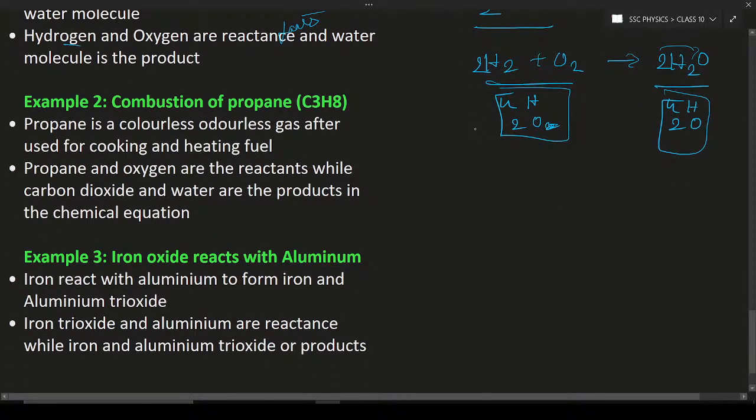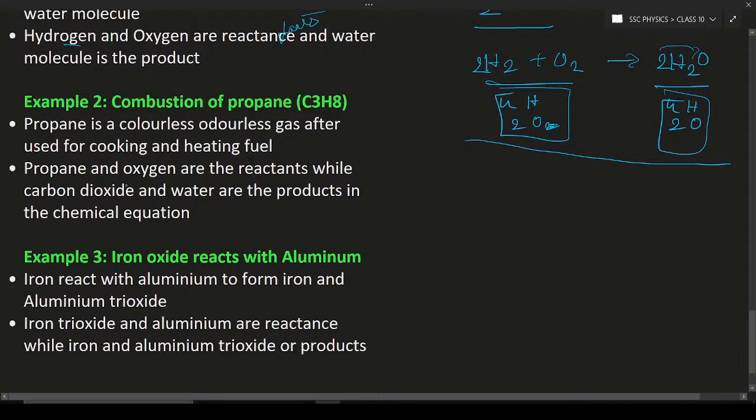The next one is the combustion of propane. What is propane? It is a fuel. It can be used for cooking or for heating. It doesn't have any color and doesn't have any odor. Propane is a colorless, odorless gas used for cooking and also as a fuel for heating.